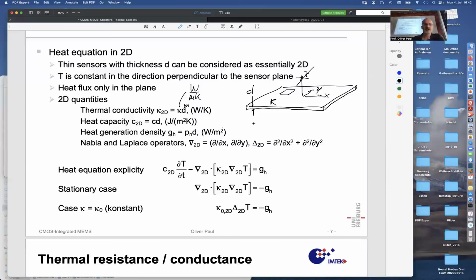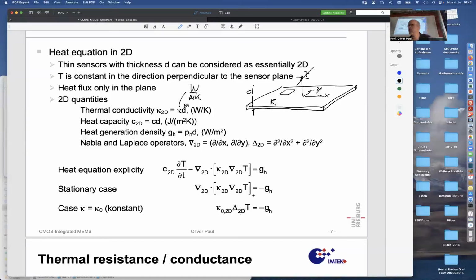And then the equations of before can be just translated by replacing all the objects we had before: the 2D C and temperature change per time, the 2D gradient, or divergence operator, acting on this thermal flux density in 2D is equal to the heat generation density in 2D. And then the stationary case is just the second term here. And then the case for constant kappa is the 2D Laplace acting on T.